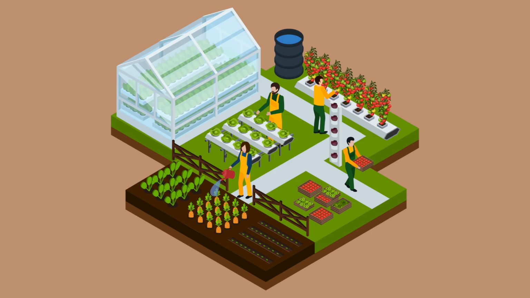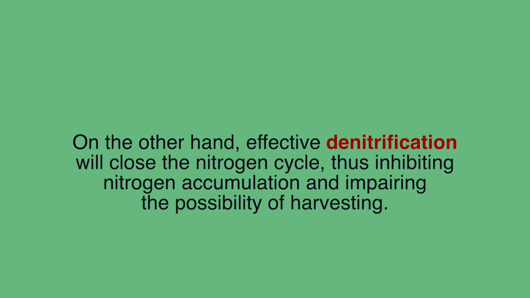Under this scenario, the nitrogen will tend to accumulate in the lithosphere, where it becomes available for harvest as a component of food and fiber, if necessary. On the other hand, effective denitrification will close the nitrogen cycle, thus inhibiting nitrogen accumulation and impairing the possibility of harvesting.